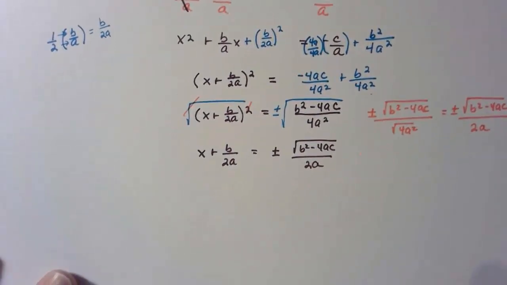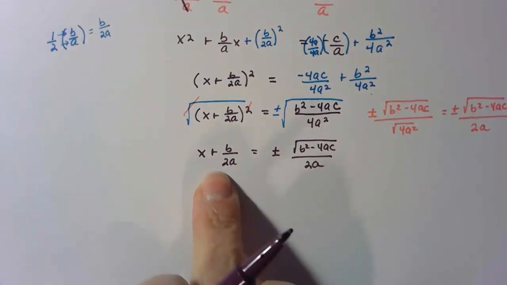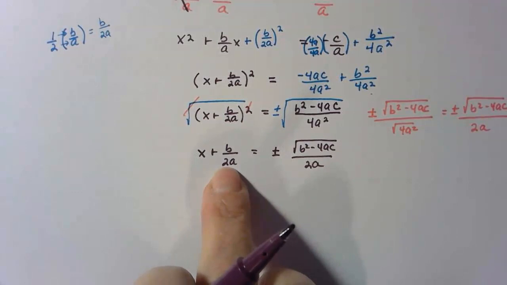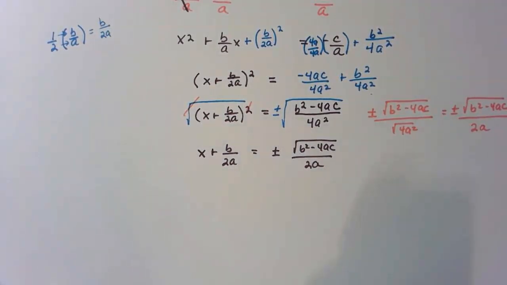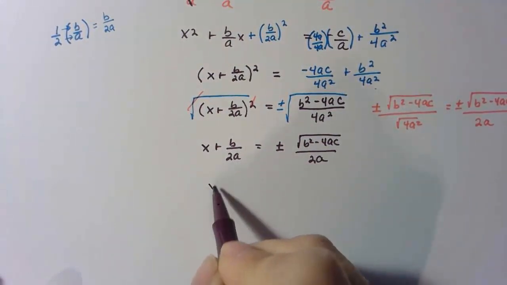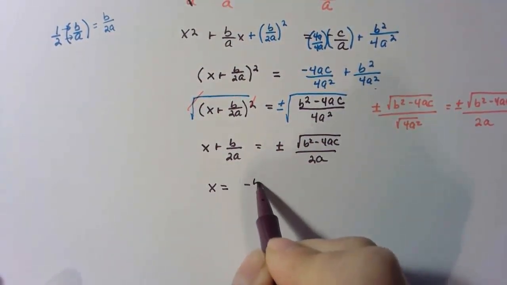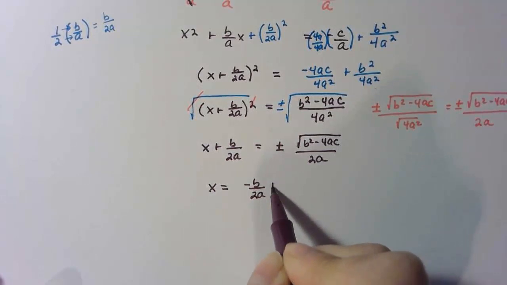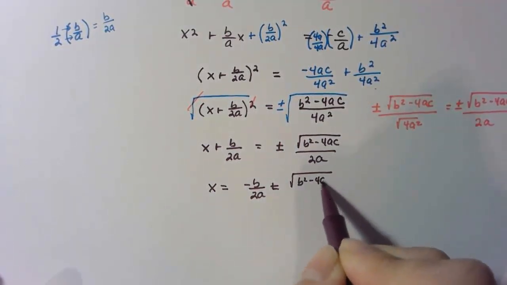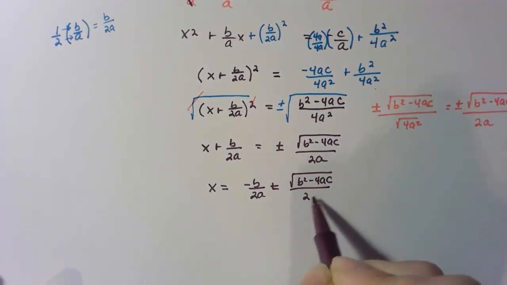Now I'm not done yet, because on the left, x is not isolated, it's not by itself. I need to take this little fraction here and move it over to the other side. And how I'm going to do that is through subtraction. I'm going to subtract it from both sides. So we're going to have x is equal to negative b over 2a plus or minus the square root of b squared minus 4ac all over 2a.